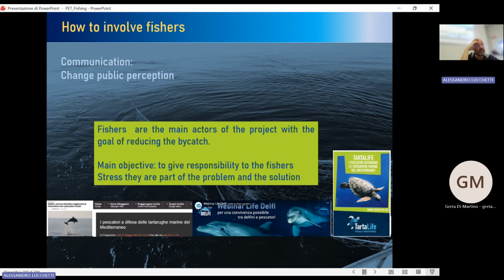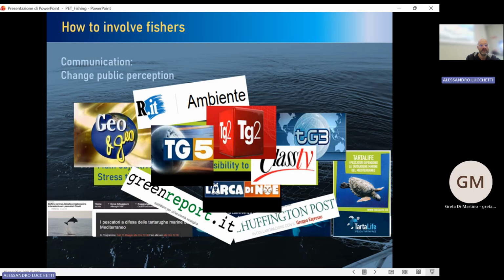Some of you are working on board fishing vessels, and you know how difficult it is to speak and to demonstrate your reasons with fishers. Therefore, you have to involve them. You have to disseminate the project activity. It's really important. We will see later when I speak about the projects.